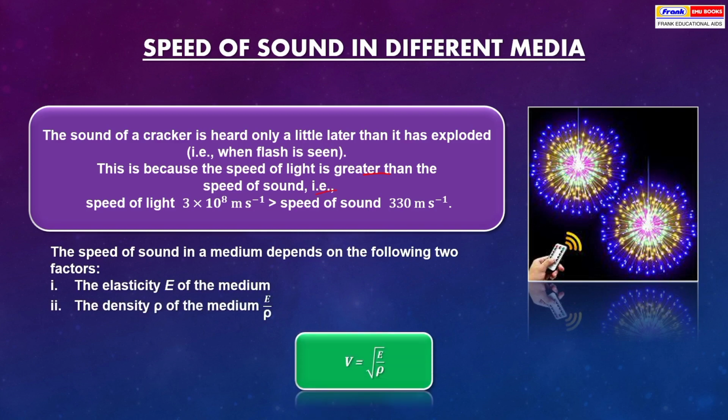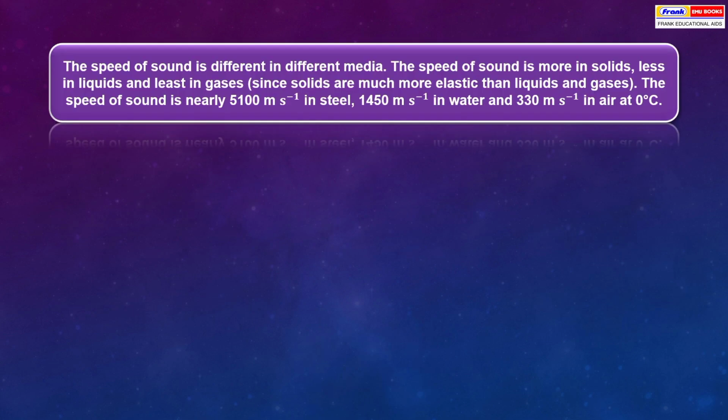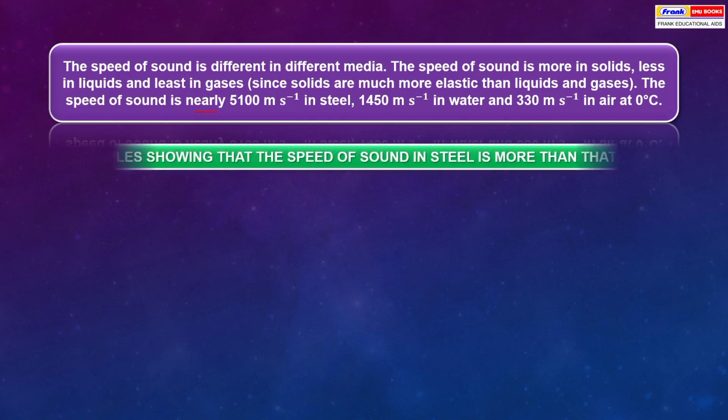So velocity of sound equals under root E by P, where E is elasticity and P is the density. The speed of sound is different in different media. The speed of sound is more in solids, less in liquids, and least in gases. These solids are much more elastic than liquids and gases. The speed of sound is nearly 5100 meters per second in steel, 1450 meters per second in water, and 330 meters per second in air at 0 degrees Celsius.